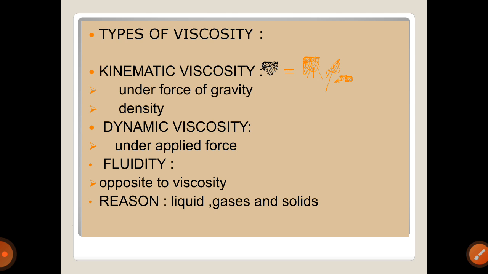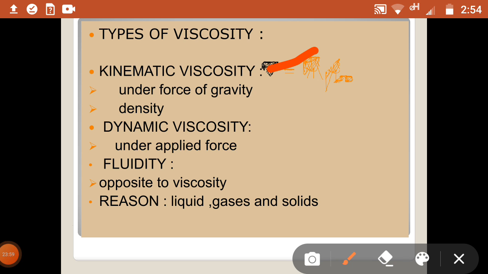So, the Ostwald viscometer is the main apparatus used for determining viscosity. How many types of viscosities are there? There are 2 types: the first one is the kinematic viscosity, and the second one is the dynamic viscosity. You cannot find much difference between these 2 viscosities, but let me clarify.